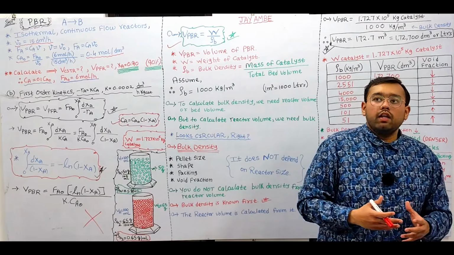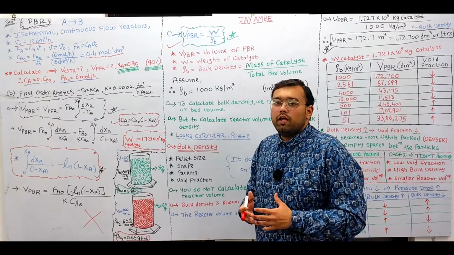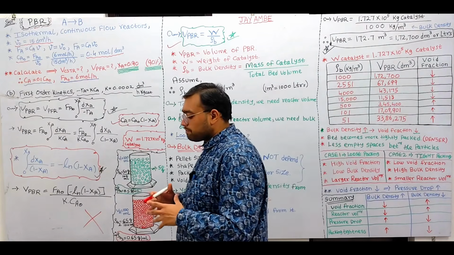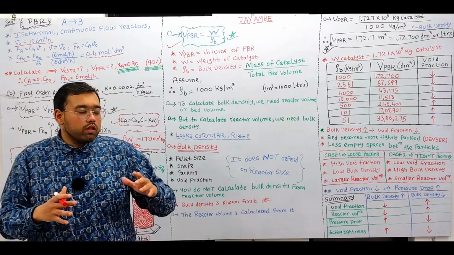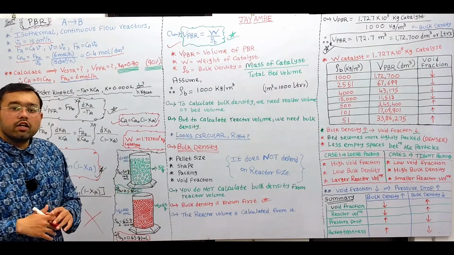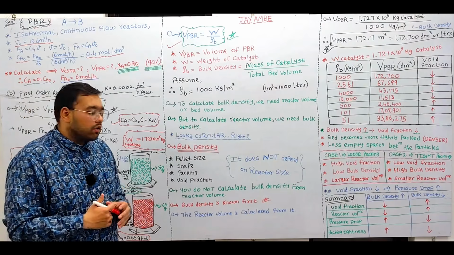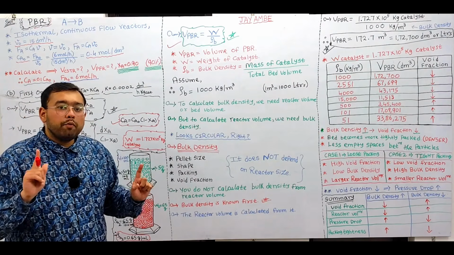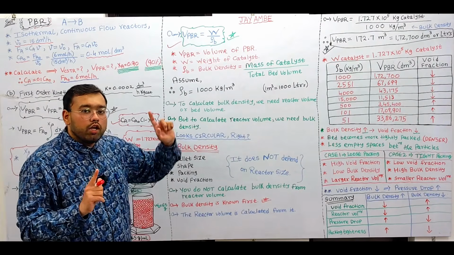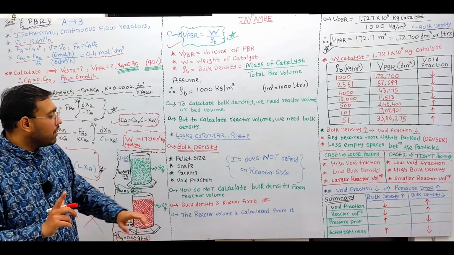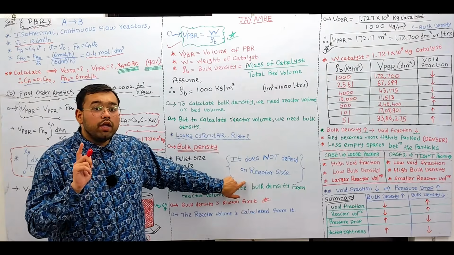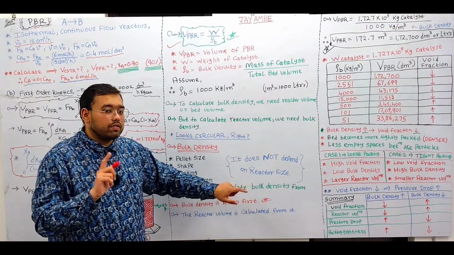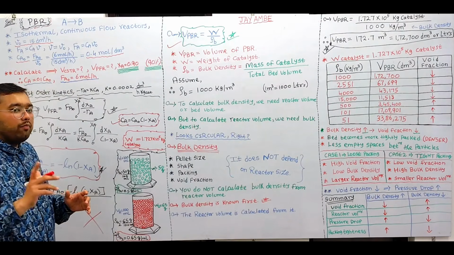Bulk density will also depend upon the pressure drop. These are all the significant points on which the bulk density depends. But remember this: bulk density does not depend upon the reactor volume. Bulk density does not depend on the reactor size. Remember this. I'll make you understand how.